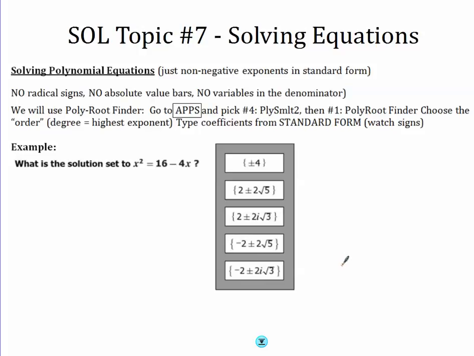Today we're going to talk about solving equations. The first type of equation we're going to look at is a polynomial. Remember that polynomials have non-negative exponents, no radical signs, no absolute value bars, and no variables in the denominator.